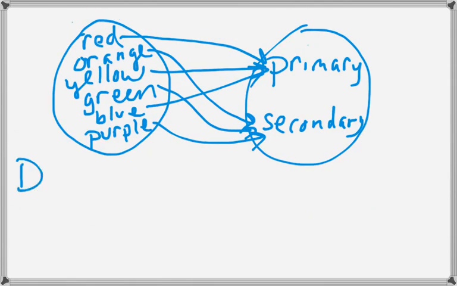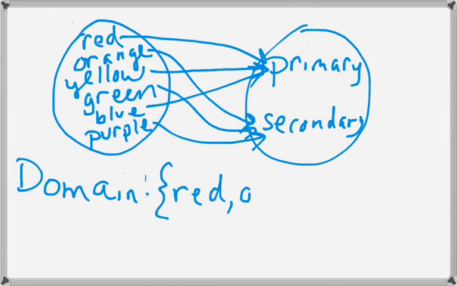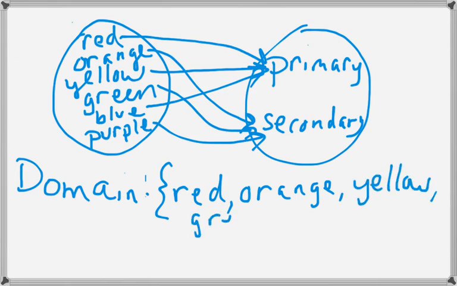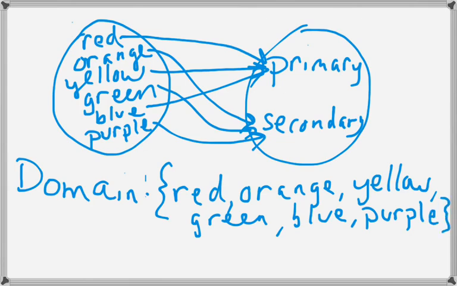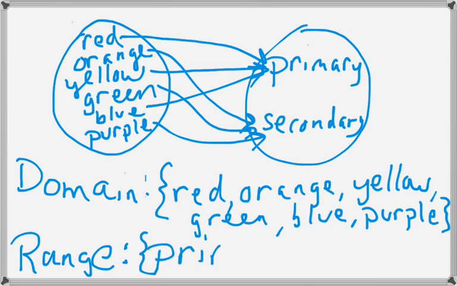For this relation, again, the domain is the set of inputs, so our domain here is the set containing those 6 colors. And then the range will only have 2 words in it because our range was just the set of those 2 things, primary and secondary.